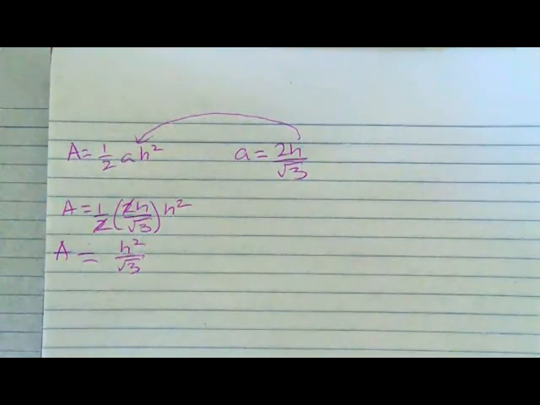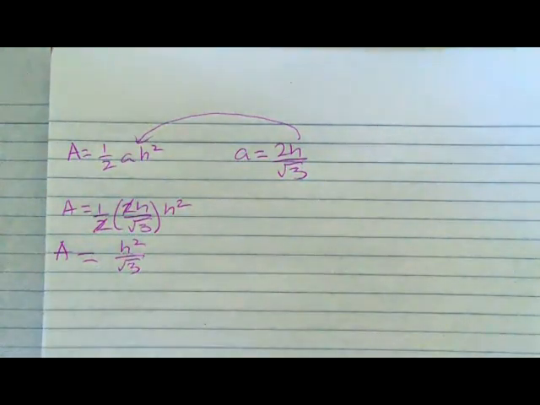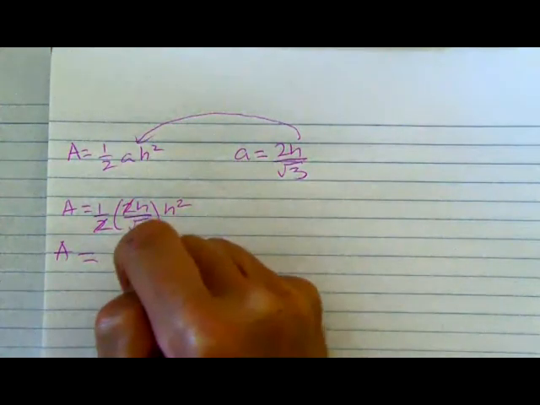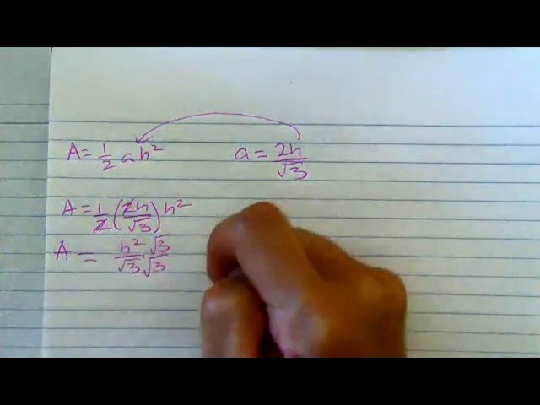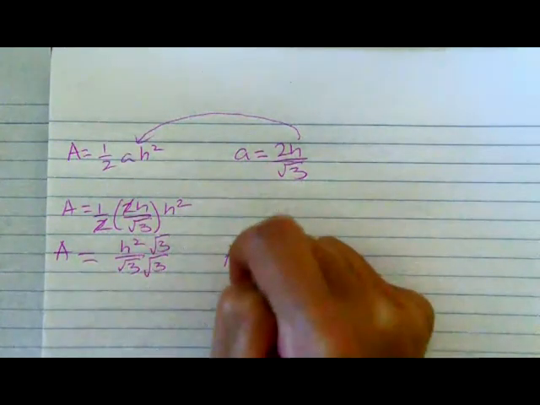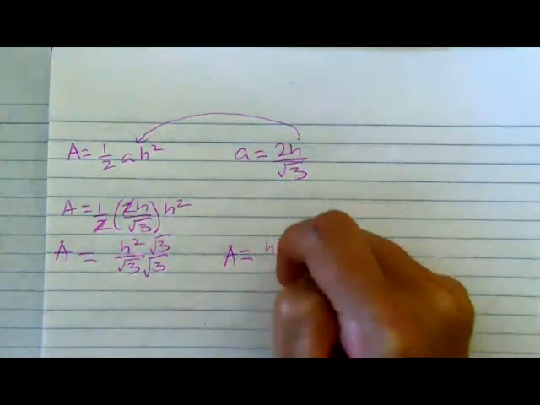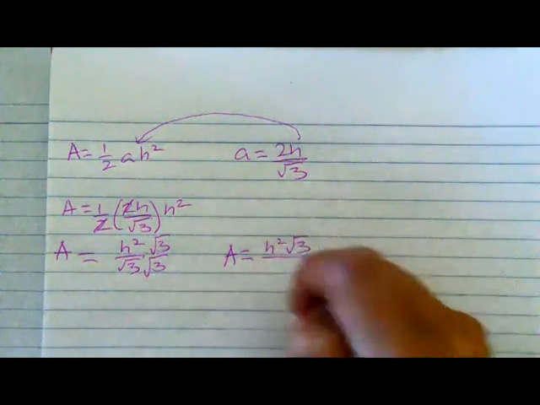Almost done. You cannot have a radical in the denominator. So now we have area equals h squared radical 3 over 3.